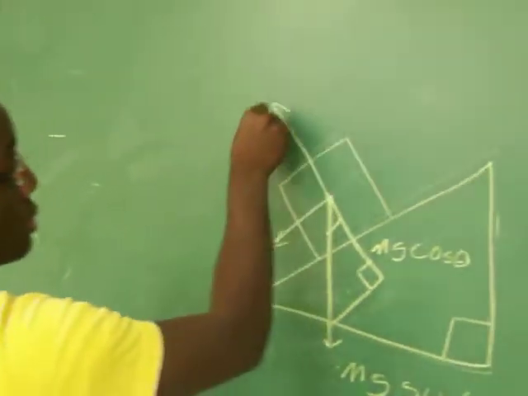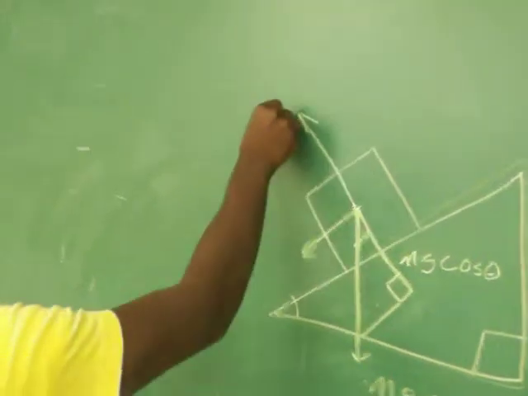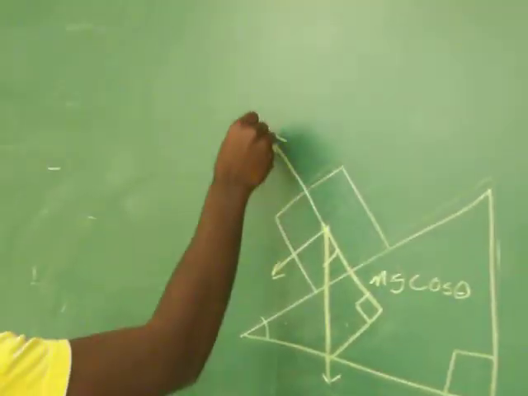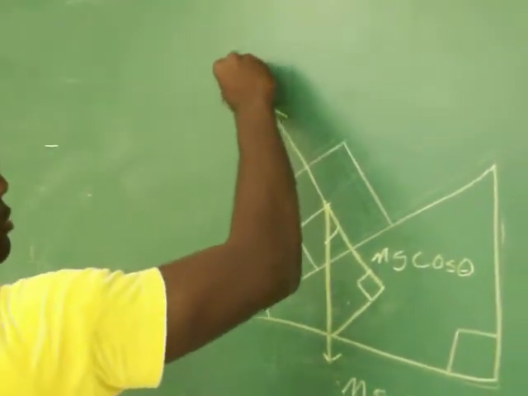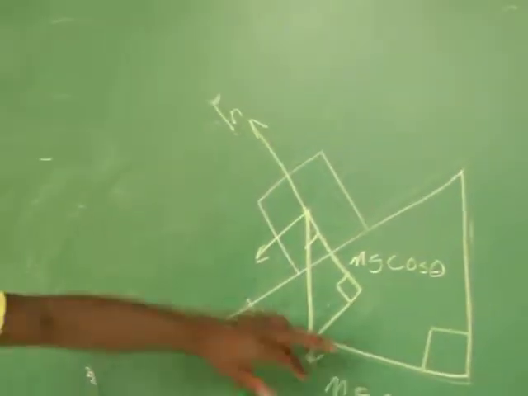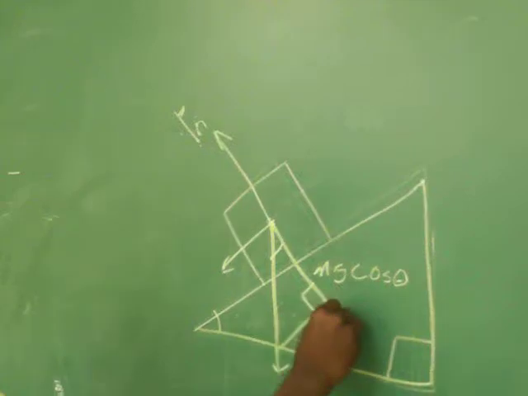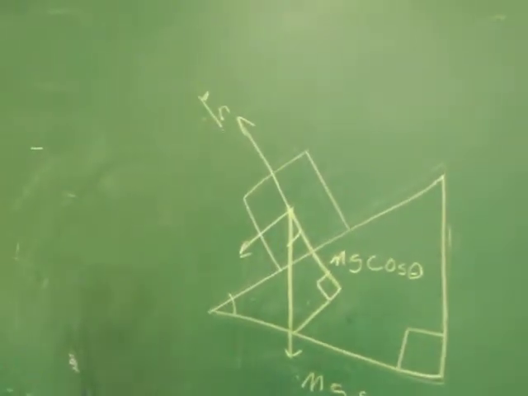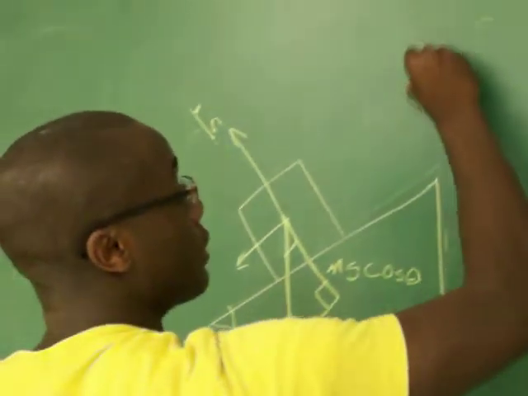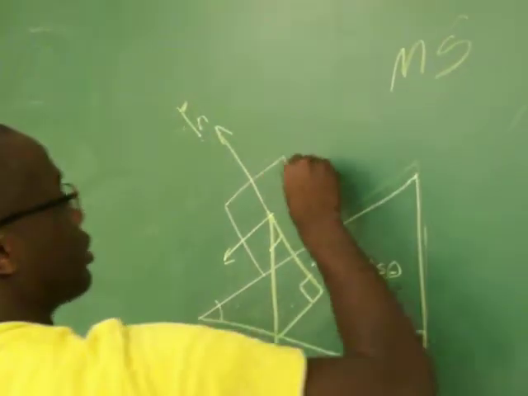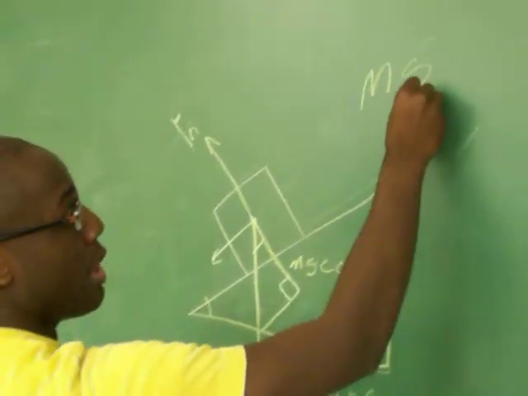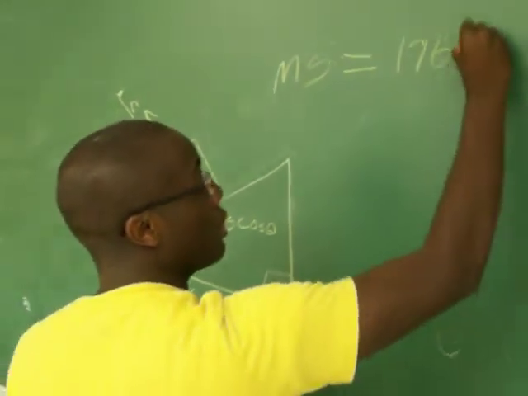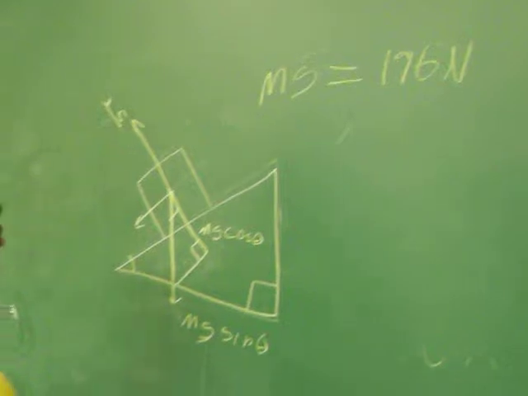Now, if this is not moving in the y direction, not going up or down, that means the normal force is equal to the gravitational force times cosine theta. I'm going to solve that for you. We made this mass 20 kilograms times gravity, which is 9.8, which equals 196 newtons.